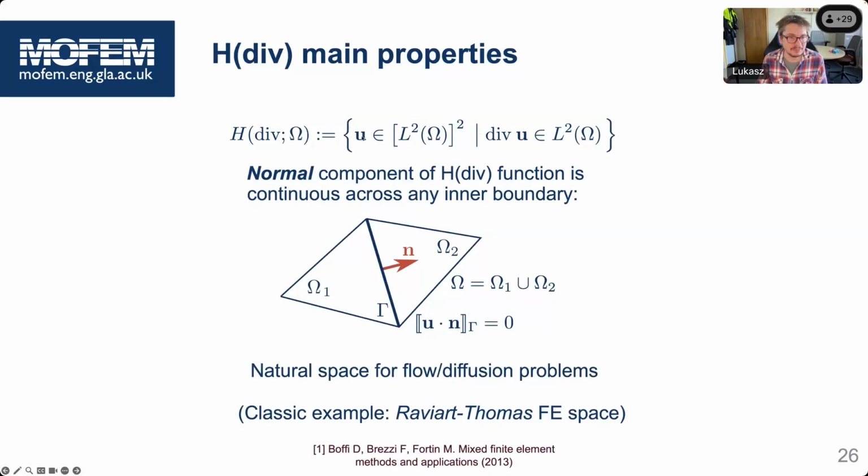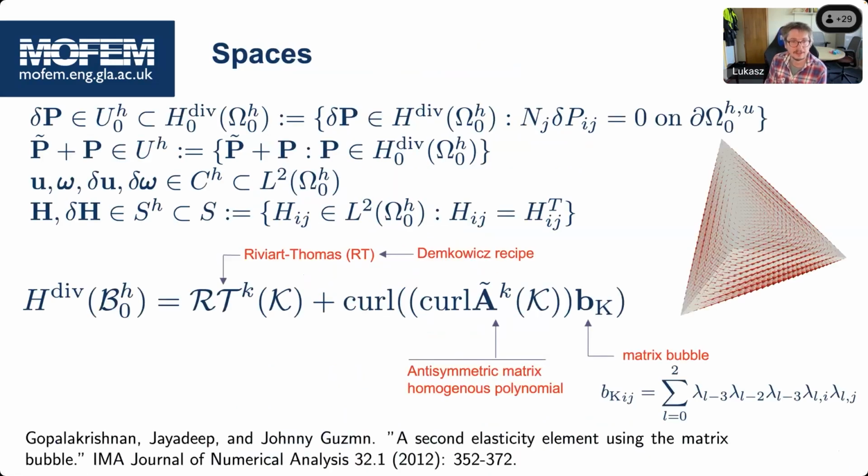So this space is vectorial as a result of that, and the property of that space is that you enforce a priori the continuity of the fluxes on the element faces. The classical example of a finite element basis for that is the Raviart-Thomas space, which is a subspace of the H-div space. I will come back to that a few slides later on. So this is the space.